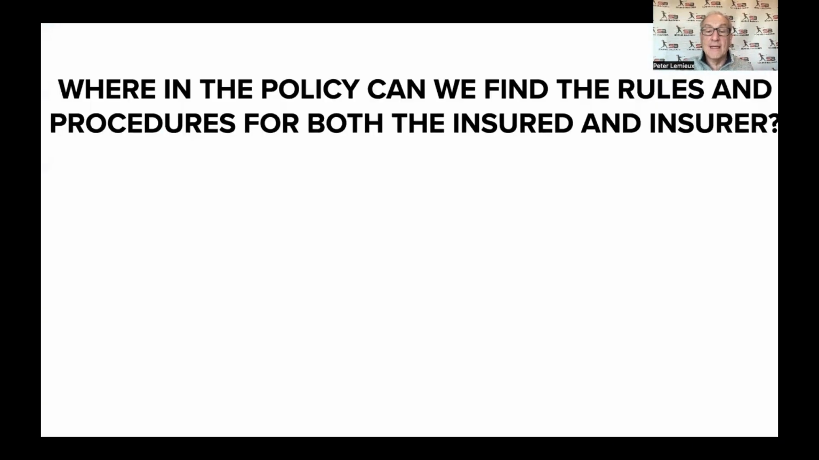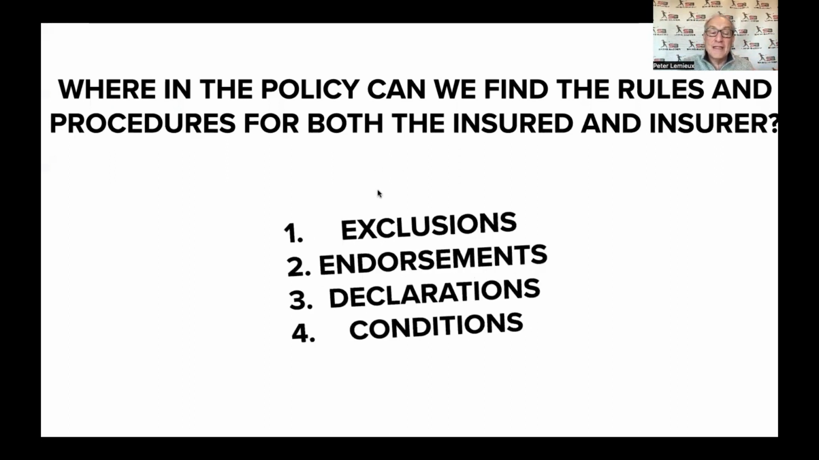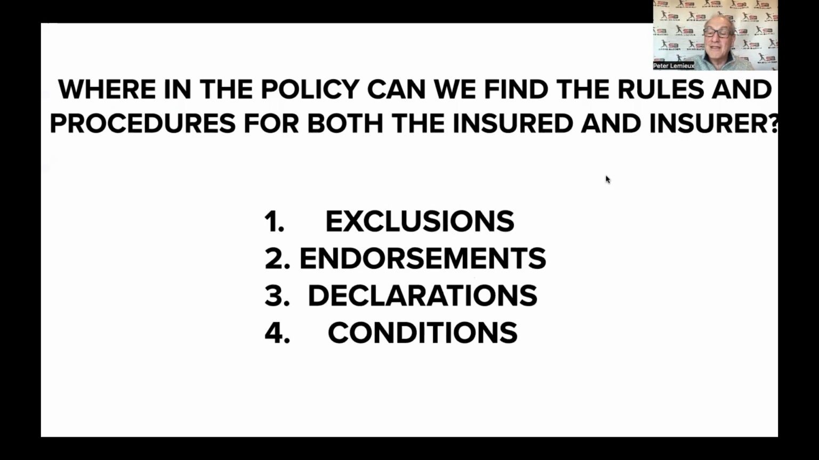Just like my first example, your question will look like this. Where in the policy can we find the rules and procedures for both the insured and the insurer? So if I haven't memorized those 7 parts of the policy, they will actually give me 4 of them to decide where this belongs. And we know that that's conditions. How do we know? Well, we've been looking at the list, and somehow I remember conditions explains that.